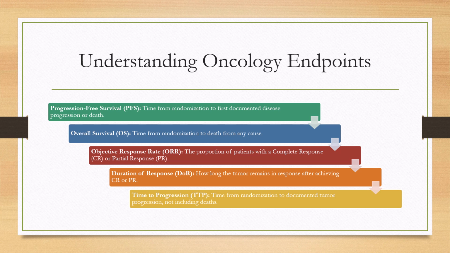The time to progression is the time from the start of treatment until the tumor begins to grow or the disease worsens. It gives an idea of how long the treatment can keep the disease from advancing. If a treatment has a longer TTP, it means it is helping patients remain disease free for a longer period. These endpoints are fundamental in determining how effective a cancer treatment is over time.